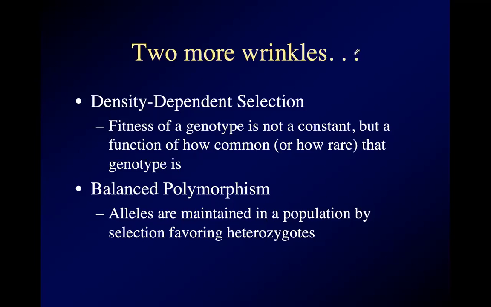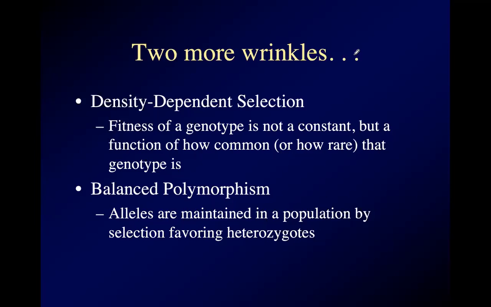So that's the reason why selection hasn't eradicated the sickle cell allele. It's because selection favoring heterozygotes keeps it in the population. And what you end up with is a stable frequency of the sickle cell allele in West African human populations. That's a balanced polymorphism.